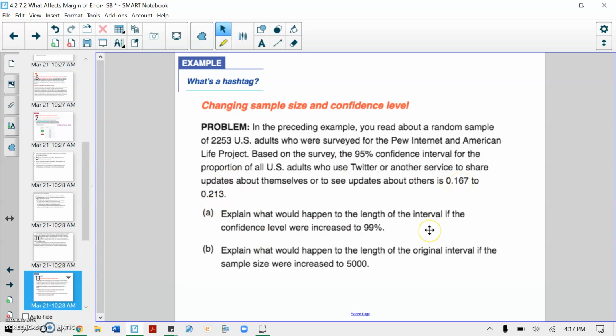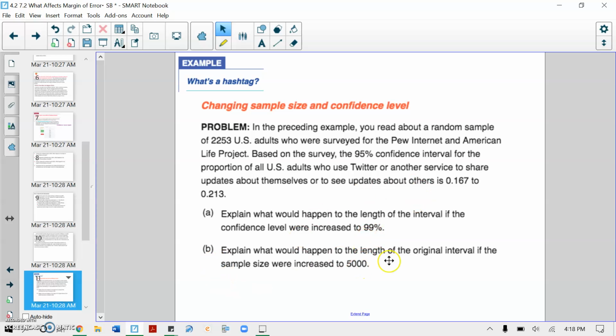So explain what would happen to the length of the interval if the confidence level were increased to 99%. So if we wanted to be 99% confident rather than 95, you're going to have to trade off. If you want to be more confident that this interval truly does predict the true proportion, you're going to have a bigger interval, right? So that margin of error is going to have to get larger.